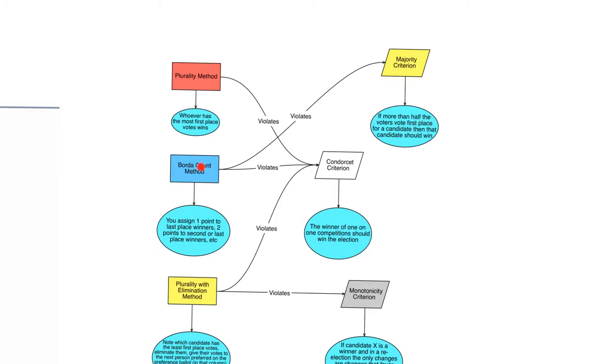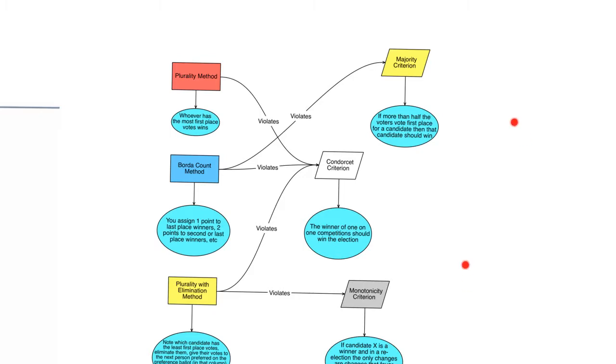Now, notice how the Borda count, if you recall when I talked about it before, doesn't stress too much who the first place winner is. It has more to do with tallying the points that each candidate gets based on each preference ballot and the preference schedule. The Borda count method could also violate the Condorcet criterion. The Condorcet criterion, once again, stresses the importance of head-to-head comparisons and who would win the head-to-head comparison.